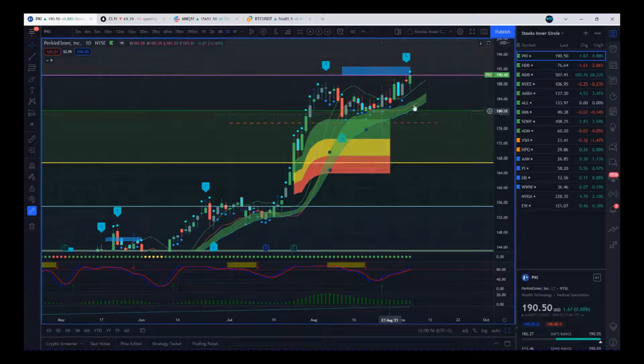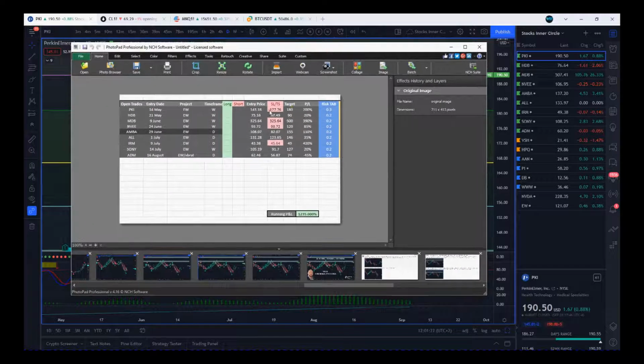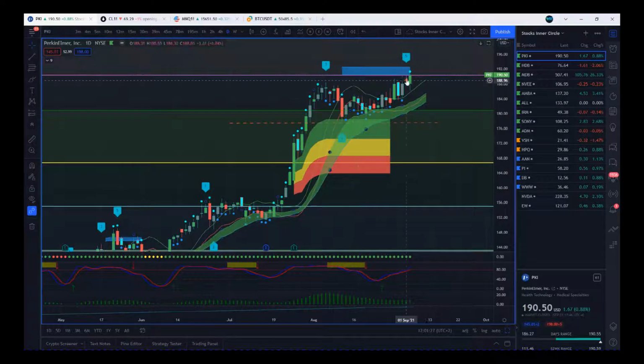You see the cloud is still green, so we're still bullish bias. Friday's candle closed near the highs, higher than average volume with that cyan dot above. I've just got this previous wave 4 pivot here where my trailing stop is right now. So when we look on the spreadsheet, at 177.76, that's where that trailing stop is. It's in pink.